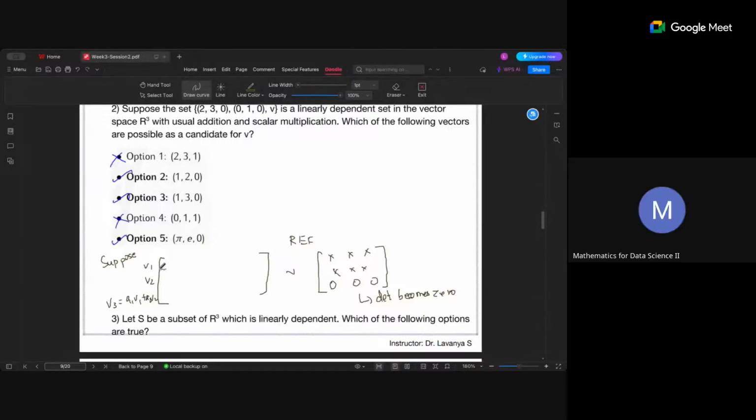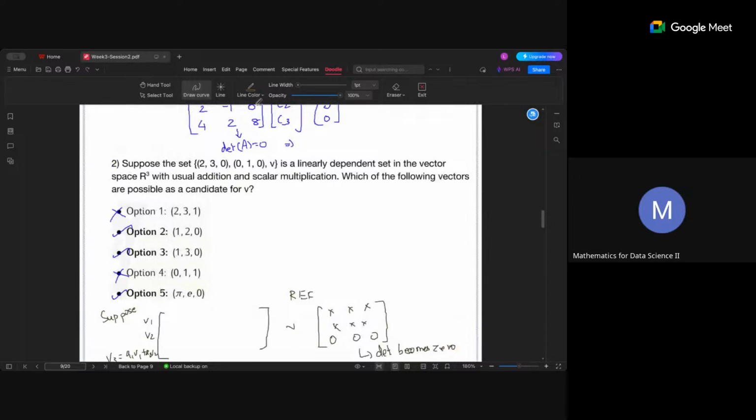So what I'm saying is that suppose you have three vectors, and one of them is a linear combination of the other two, then that set is always linearly dependent because of this property we get from row reduction. Got it? Let me repeat this statement for everyone. Suppose you have a set of vectors where one vector is a linear combination of some of the other vectors from the set, then that set of vectors is always linearly dependent.